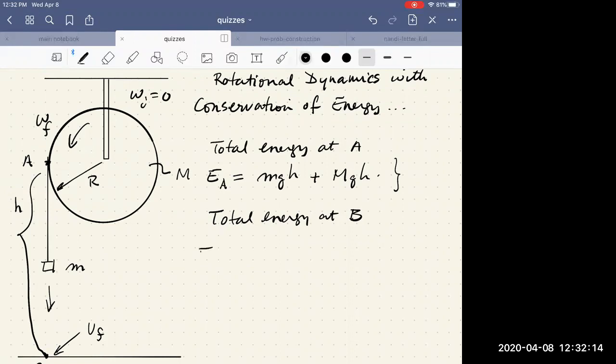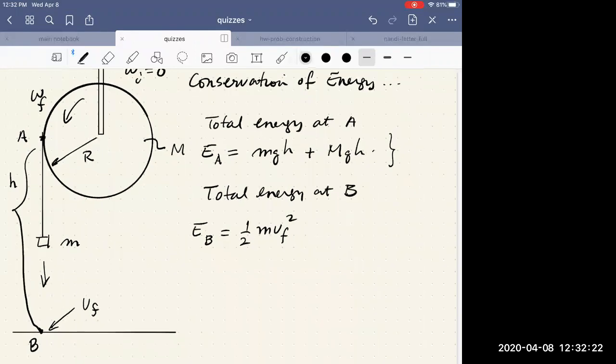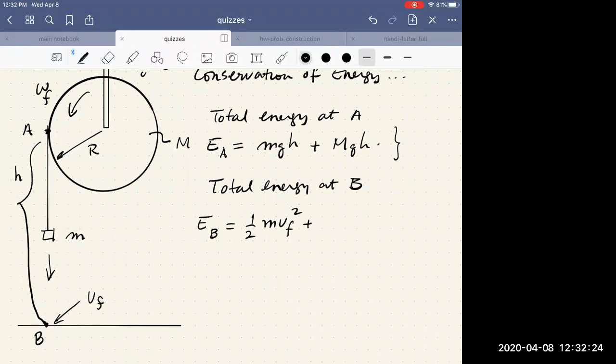So now the total energy at B is going to be EB. And EB is going to be 1/2 m times V final square. So that's no biggie. Of course, you still have the pulley itself hanging up there. So that's MGH. But now the pulley is turning. So then you need a 1/2 I omega final square kinetic energy of the pulley, because of its rotation.